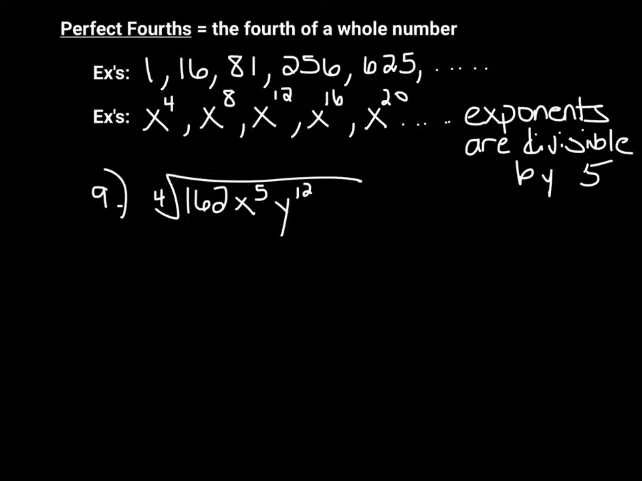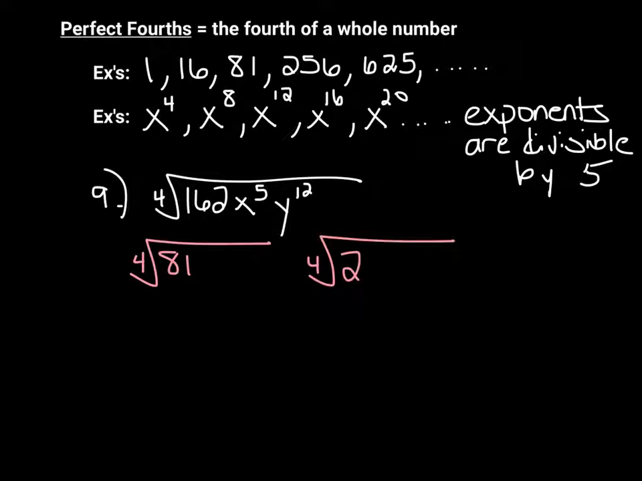All right, so let's take a look at number 9 together. Now, if you look at the number right here, 162, that is not on our list. So what we're going to do is take our radical and break it up into 2 separate radicals. You want to say, well, what's the biggest number on our list that divides evenly into 162? That's going to be 81. 81 times 2 gives us 162. So I'll put the 81 in the perfect fourth radical and the leftover 2 in the other radical.